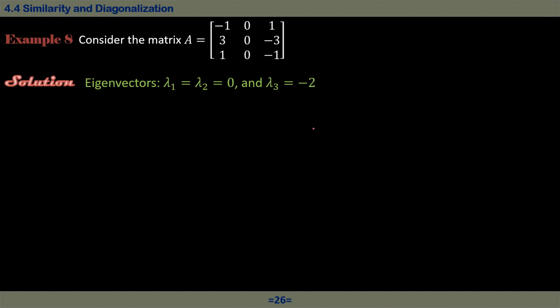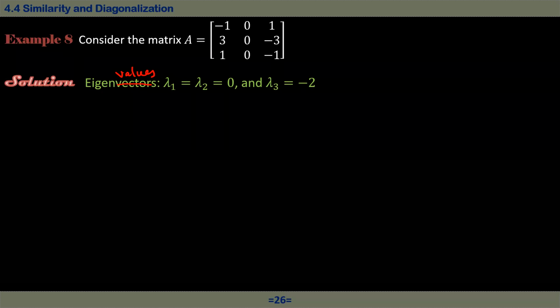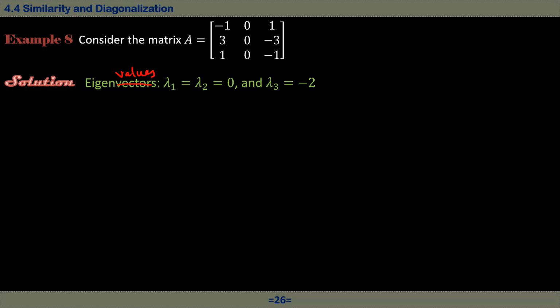If you just find the eigenvalues here, actually I don't know why I put eigenvectors, it should be eigenvalues. So lambda 1, lambda 2 is equal to 0, and lambda 3 is equal to negative 2. So example 8. Okay, and also actually it has two distinct eigenvalues, right? The first one is 0, the second one is negative 2. So here 0 has algebraic multiplicity 2, and lambda 3 has algebraic multiplicity 1.